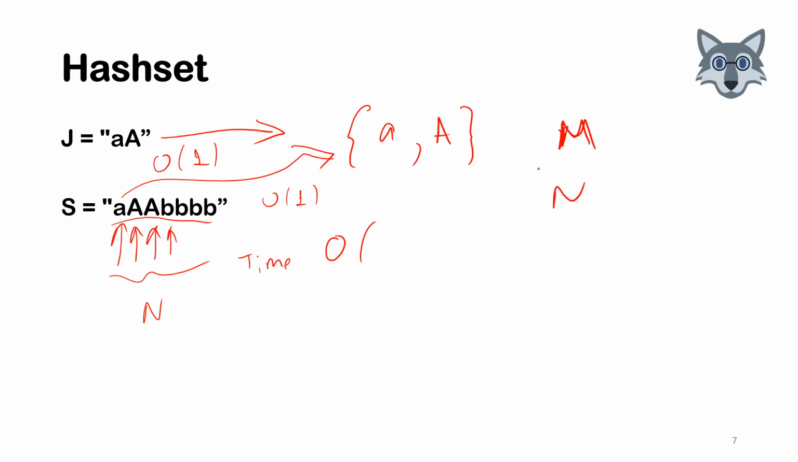So basically, you have to add these numbers up. It would be O of m plus n. But in reality, you just say, okay, it's the maximum of m or n.